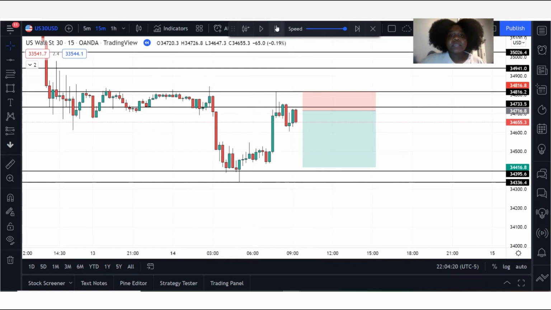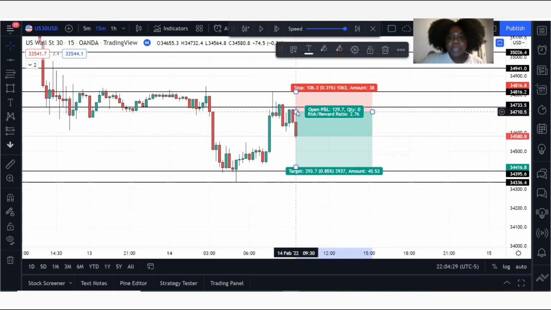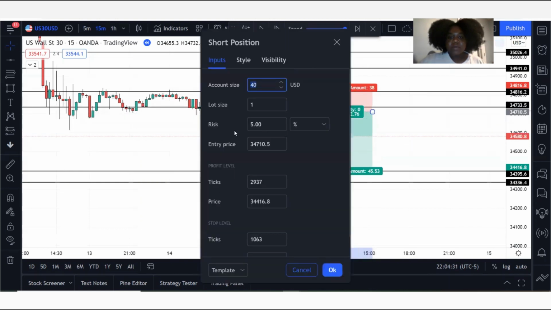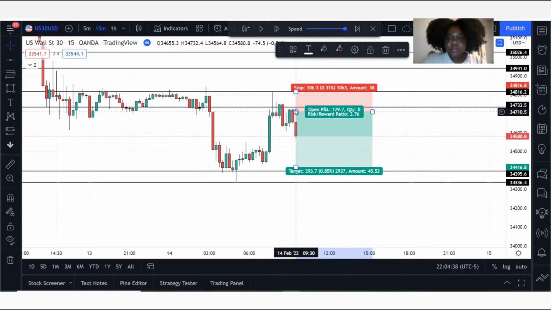Okay, so let's see what the next candle does. If y'all see, the wick of this candle went all the way up, right? So technically, we got in right here. Wait, let me fix this. Looks like we went up a little.